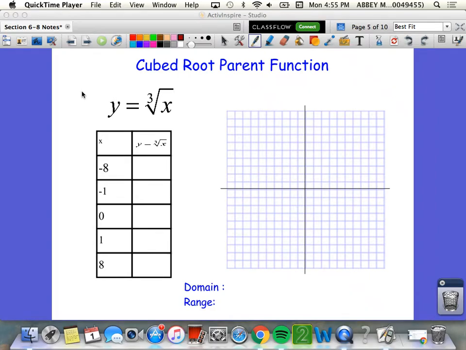Hello again. Okay, we're going to do the cube root parent function now. And so you can see here y equals the cube root of x. This is my cube root parent function. And as you can see, I've picked some values that I know are going to work nicely. I'm not picking -2, -1, 0, 1, and 2 anymore. I'm using numbers that are going to work out when I take the cube root of them. So when I take the cube root of -8, as we remember, that gives me -2. -1 gives me -1, 0, 1, and 2. So I'm going to go ahead and plot those points.